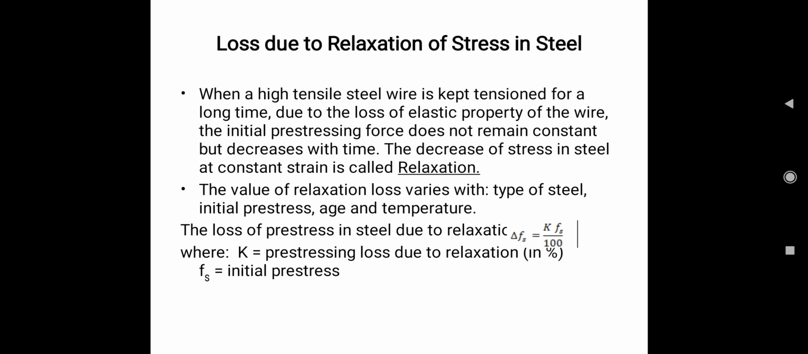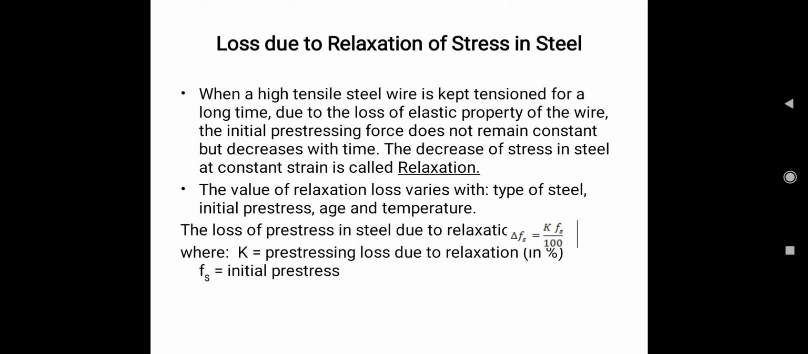Now let us come to the next type of loss, that is loss due to relaxation of steel. So what is relaxation? When high tensile steel is kept under tension for a long time, due to loss of elastic property of the wire or steel, the initial pre-stressing force does not remain constant. Whenever the steel is held at constant length in a tensioned state, it loses its pre-stress with passage of time, and this phenomenon is known as relaxation of steel.